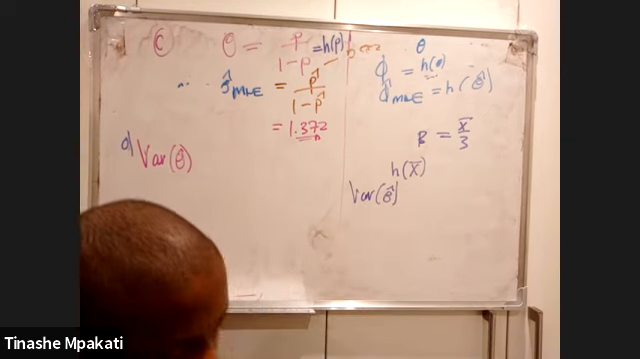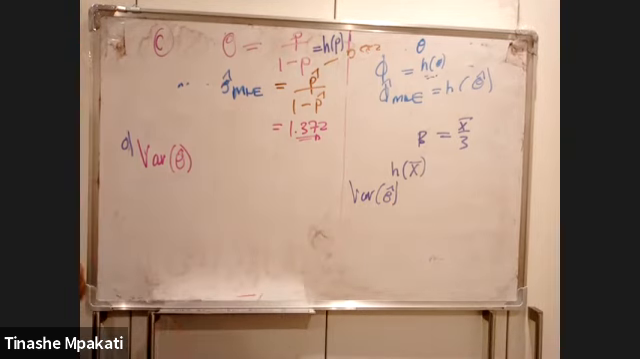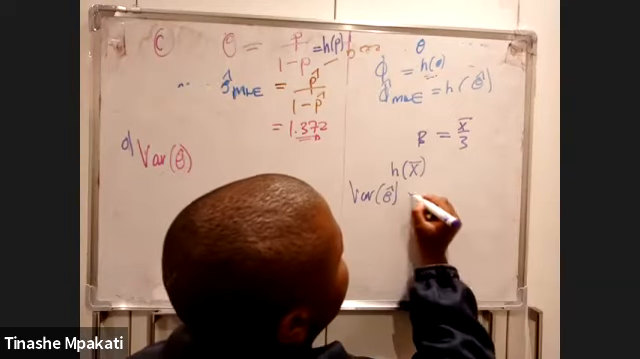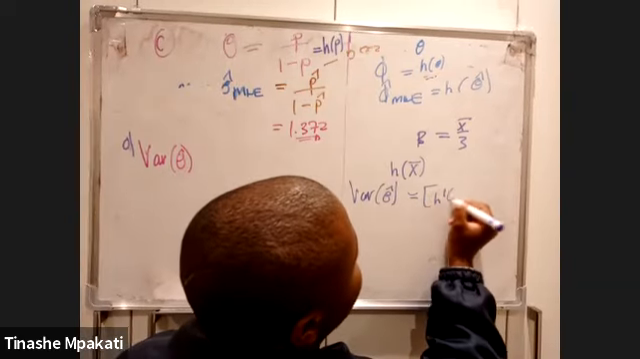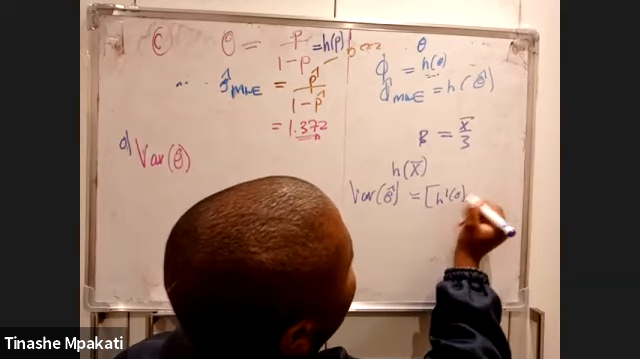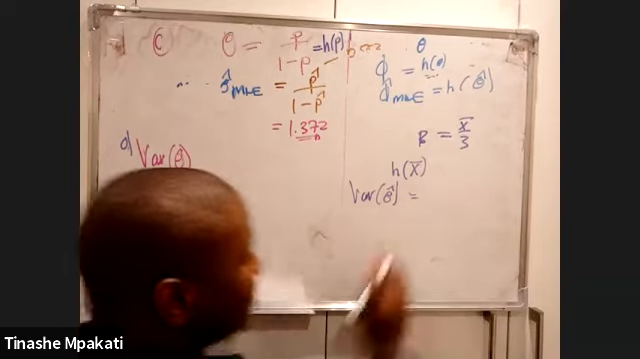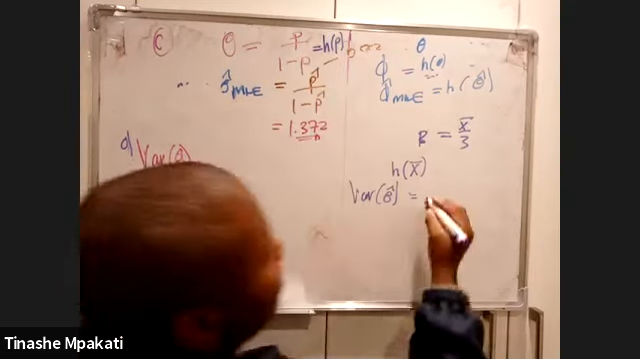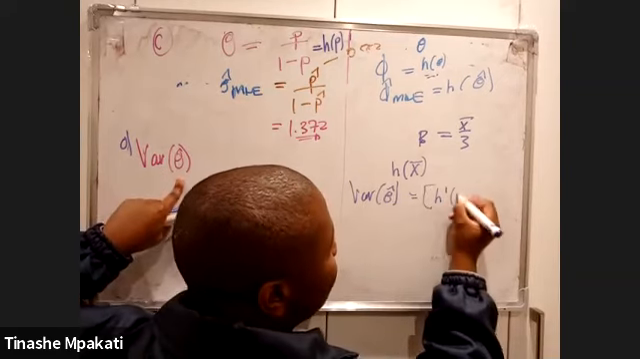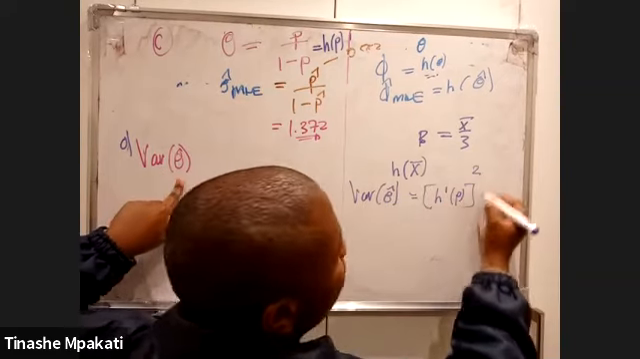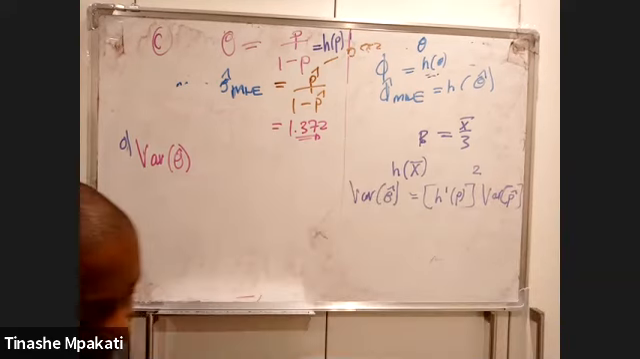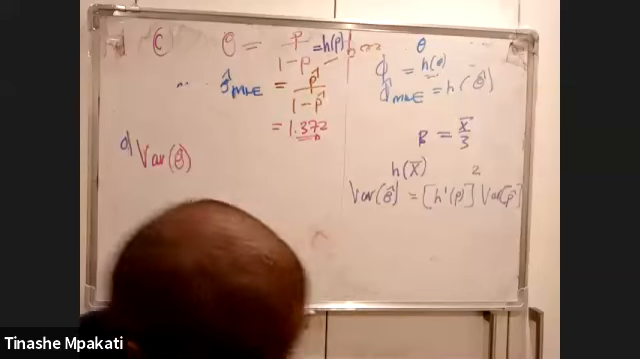The reason why I really want to stress this is because you can easily go back to the formula where you write h of theta all squared and whatnot. This here will be wrong. This is just the general formula, but in this case, remember our theta is in terms of P, so it will be h prime of P, the first derivative of h of P, all squared, multiplied by the variance of that P there. That's what I really want to stress.